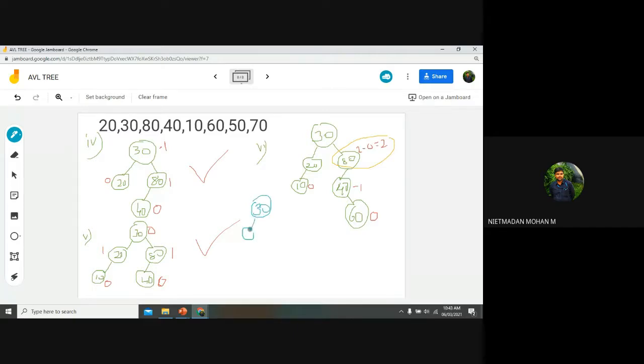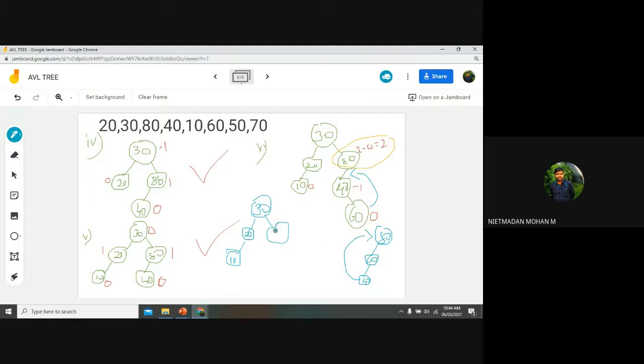So we have 30, 20, 80, 10, and 60 will not stay here. What are the two steps after finalizing? What is the first step here? This 60 will be moved up here, giving 80, 60, and 40. This is my first step. Am I right? Yes, sir.